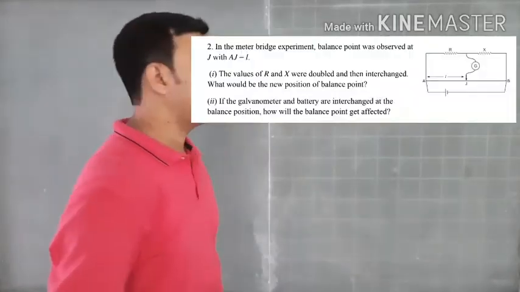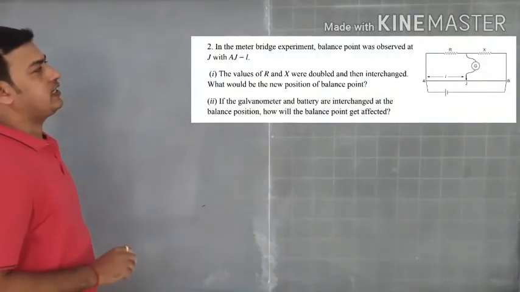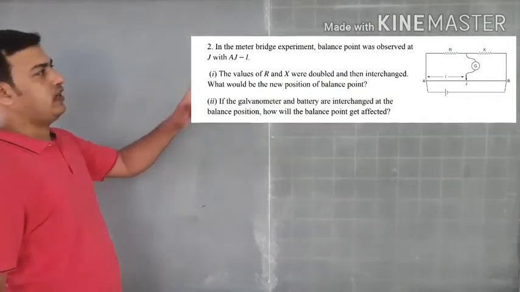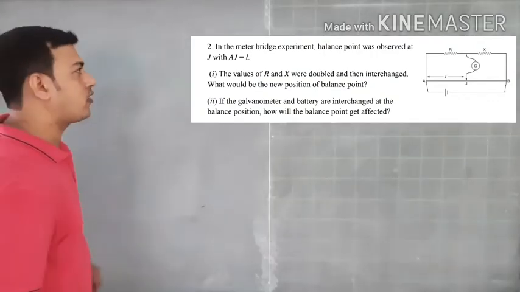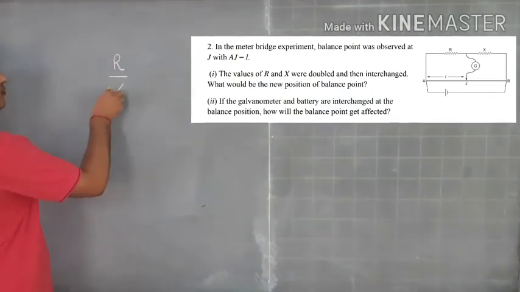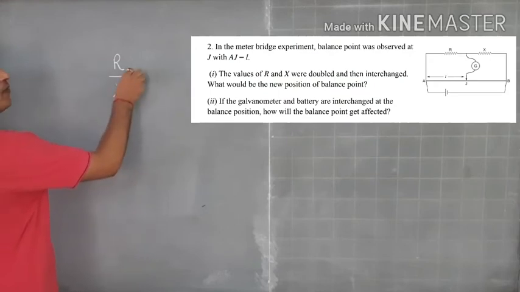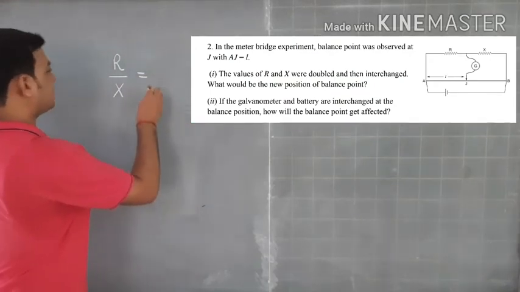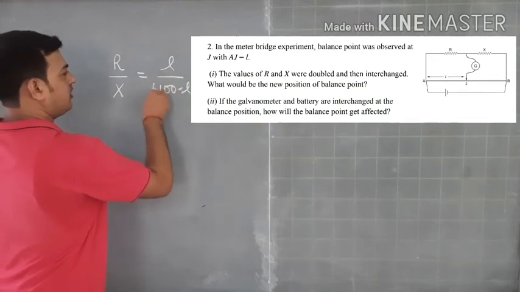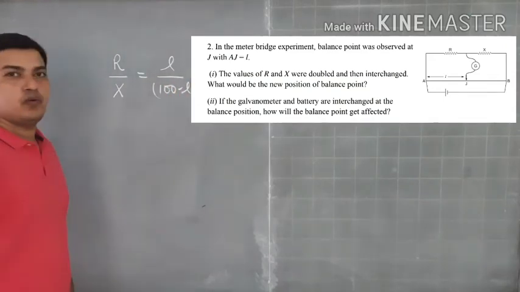Now we will see the next problem, which says that a balance point is found at J and the length AJ is L. So for the given circuit, if I apply the condition of balance bridge, R by X, that is the ratio of resistance, is going to be L by the remaining length 100 minus L. This is my equation number 1.